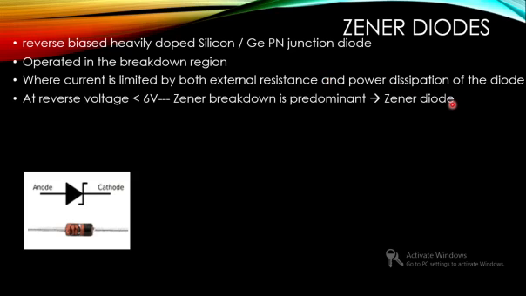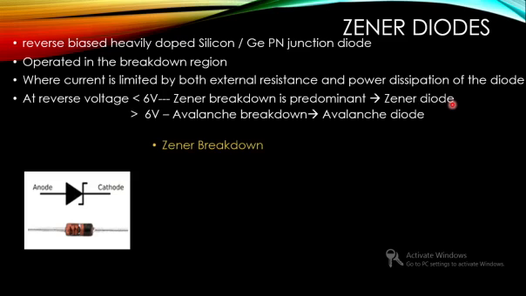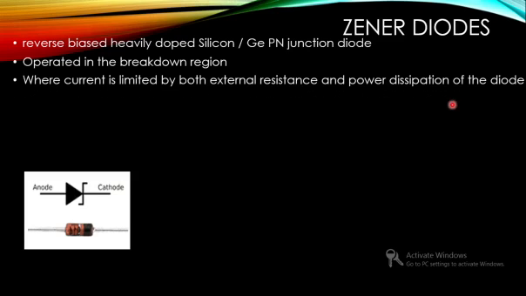So depending upon the value of series resistance that is connected, you can actually control the amount of current passing through a Zener diode. And what do you mean by breakdown region?